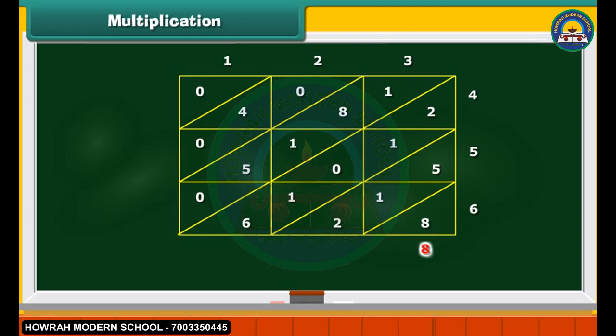The diagonal above it has 3 elements: 5, 1, and 2. Their sum is 8. Write 8 where the diagonal ends. The third diagonal has 5 elements: 2, 1, 0, 1, and 6. Their sum is 10. Write 0 and carry over 1 to the next diagonal. It has 5 elements: 1, 8, 1, 5 and 0. Their sum is 16, including the carry over 1. Write 6 and carry over 1 to the next diagonal.